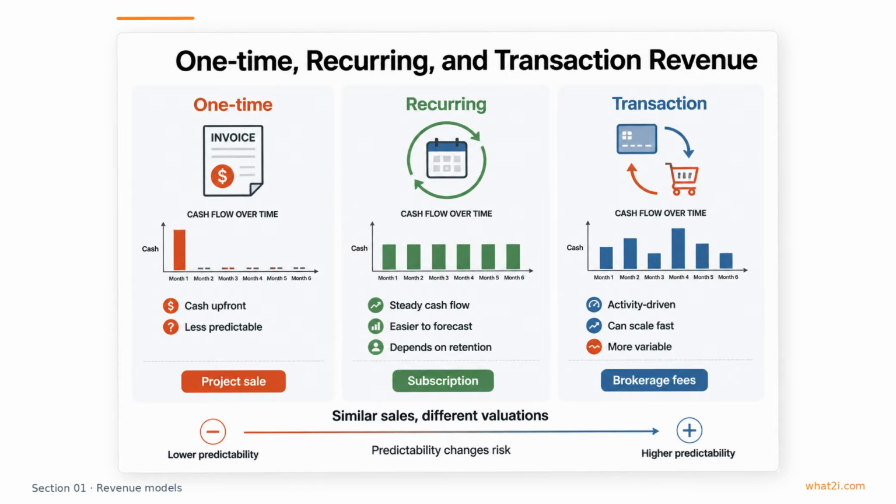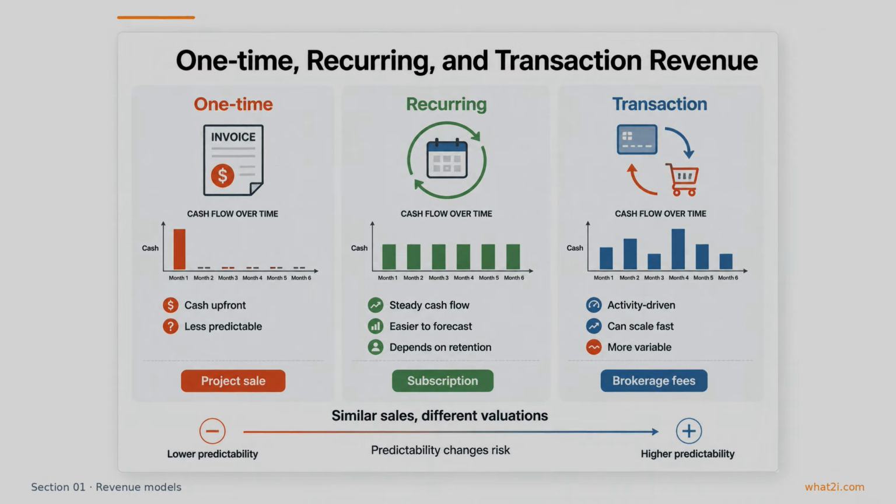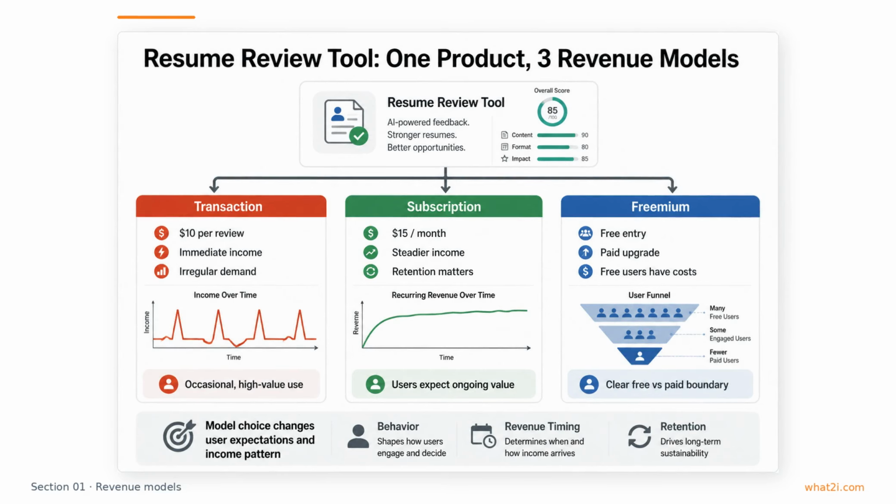Because predictability changes risk, investors often value these streams differently. Two businesses with the same annual revenue may deserve very different valuations if one is recurring and the other depends on irregular transactions. Imagine a resume review tool that helps job seekers improve applications.